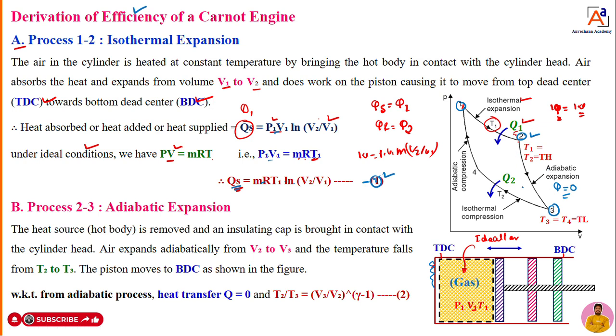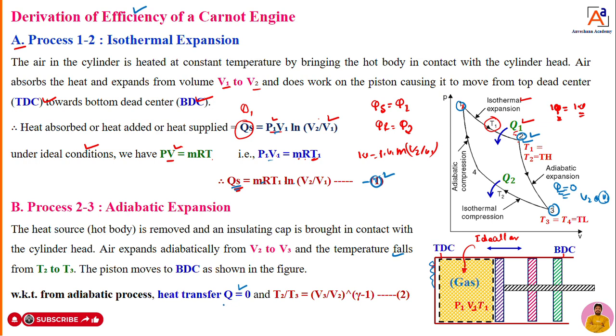Initially it is V2, and V2 is less. Now expansion is taking place again, hence V2 changes to V3. That means the volume of the piston at point 3 is increased compared to V2, and the temperature falls from T2 to T3. As the volume increases, the temperature drops. When the piston reaches BDC, the volume changes from V2 to V3 as well as the temperature from T2 to T3, but there is no heat transfer at all.